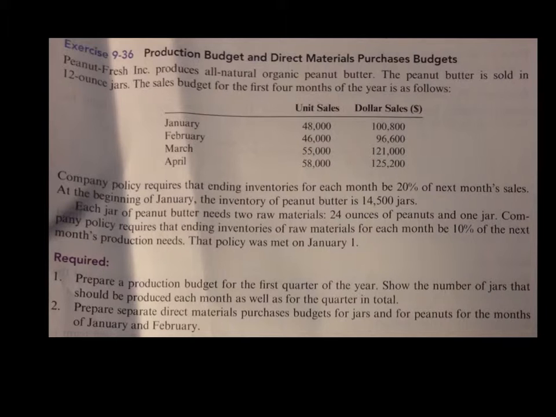Each jar of peanut butter needs 2 raw materials, 24 ounces of peanut butter in 1 jar. Company policy requires that ending inventories of raw materials for each month be 10% of the next month's production needs. That policy was met on January 1st. Required: prepare a production budget for the first quarter of the year. Show the number of jars that should be produced each month as well as for the quarter in total.